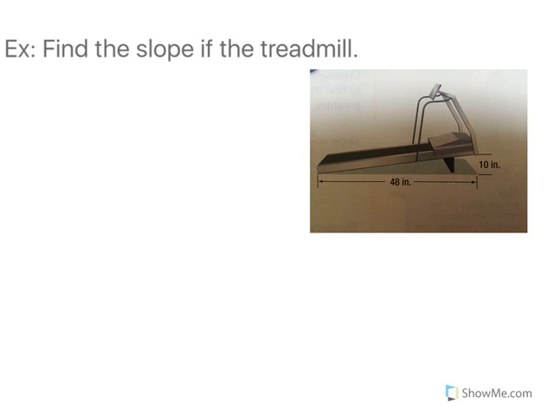It says find the slope of the treadmill. Okay, some of us have been on treadmills before, probably a lot of you, and we're looking at how steep that treadmill is. Because I'm not giving any coordinates here, I'm just going to use the idea of slope as rise over run.